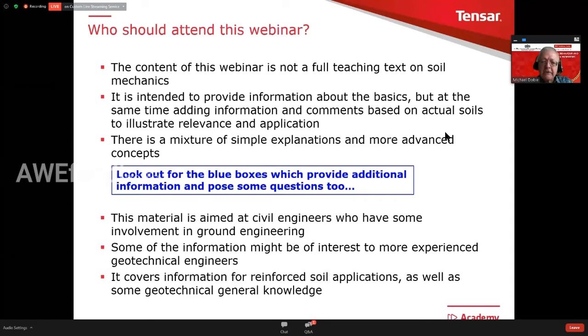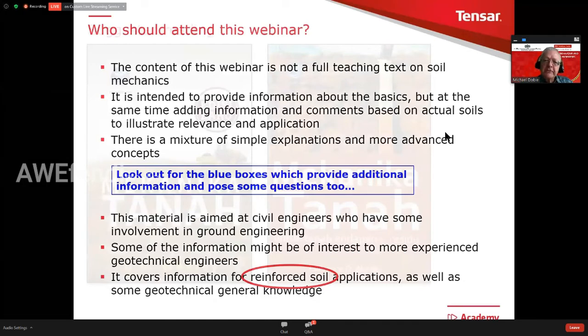And these are aimed at civil engineers who have involvement in ground engineering, which, to be honest, is most civil engineers. It might be useful or interesting to more experienced geotechnical engineers. And although I'm really concentrating on fills, especially fills being used for reinforced soil, there's a lot of general geotechnical information presented as well.